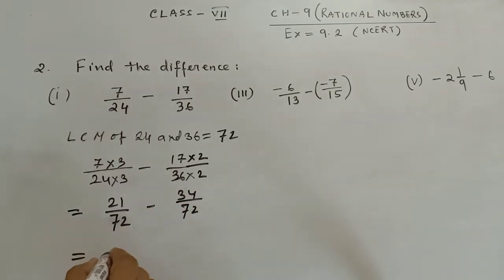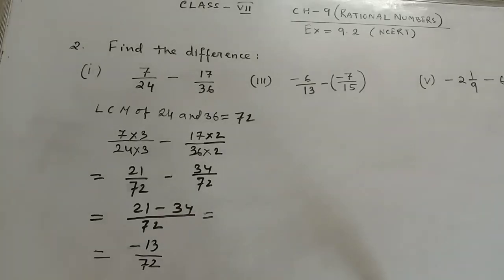Now what you will do, the common denominator is 72 now. 21 minus 34, the result is minus 13 by 72. So this is the answer of this difference or the subtraction. Come to the next question.